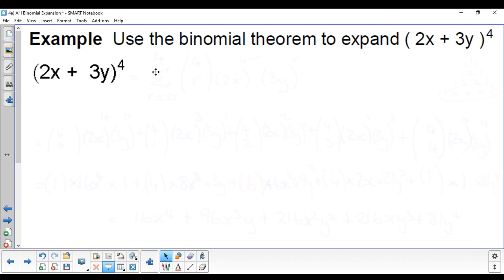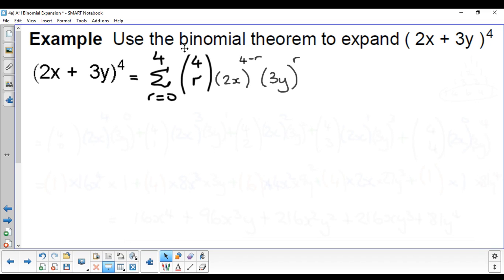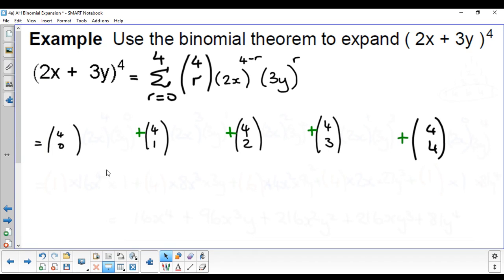So it means we're going to go from 0 to 4, and this time in a bracket 2x. Remember your coefficient at the front, of course, okay, 2x, and it's 4 and going down the way, and then 3y. Make sure you have them in brackets because otherwise you'll get the wrong numbers. So we know that you will have 4,0, 4,1, 4,2, and so forth. 4,0, 4,1, 4,2, 4,3, 4,4.